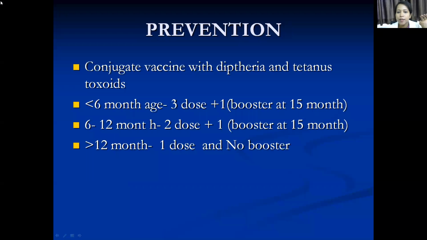So what are the doses of this Hib vaccine? Before 6 months means 3 doses plus 1 dose. 6 to 12 months means 2 doses plus 1 dose, and after 12 months 1 dose.